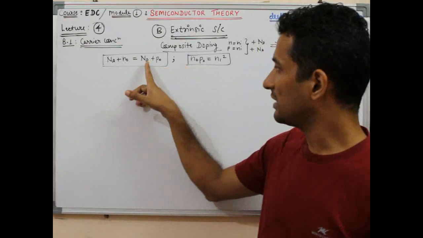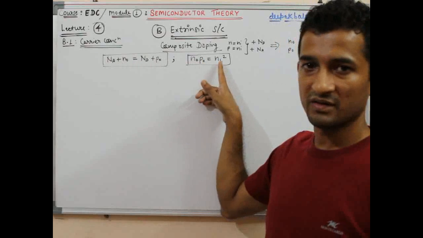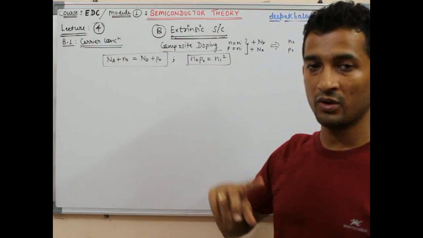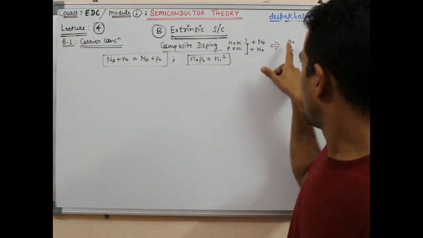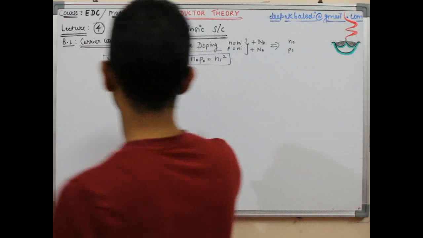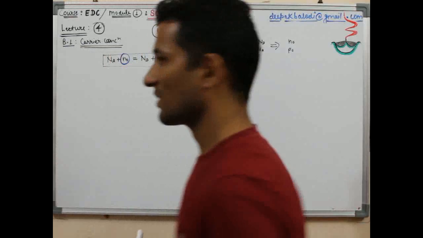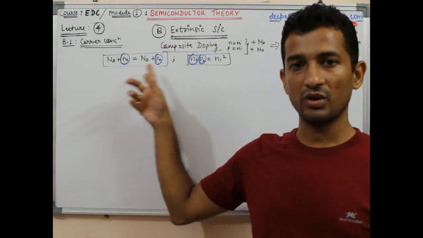So whenever Nd and Na are given to you, we know this equation, we know the intrinsic concentration, or it will also be provided to you. So there will be two unknowns, N0 and P0. So we'll calculate N0 and P0. So the target parameters are this. So they are the target parameters. So we'll calculate two unknowns from two equations.